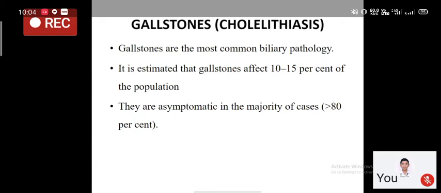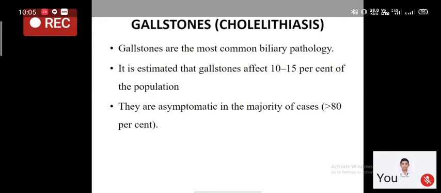So gallstones are also called cholelithiasis. They are the most common biliary pathology. You must be knowing that many of the patients in our OPD come with complaints related to gallstone, and in our OT, many of the surgeries are done for gallstone. So cholecystectomy is one of the most commonly performed procedures on the gallbladder.